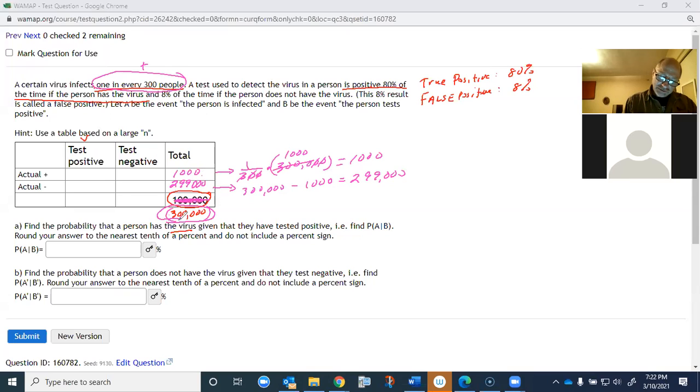Okay, so now is when we start using these percents. This tested positive, now positive 80% of the time if the person has the virus. So this, remember, was a true positive. This right here, TP, is the true positive square. So the true positives are 80%, and that's 80% of the 1,000. 80% of 1,000 is equal to 800. So that's going to be an 800 right there.